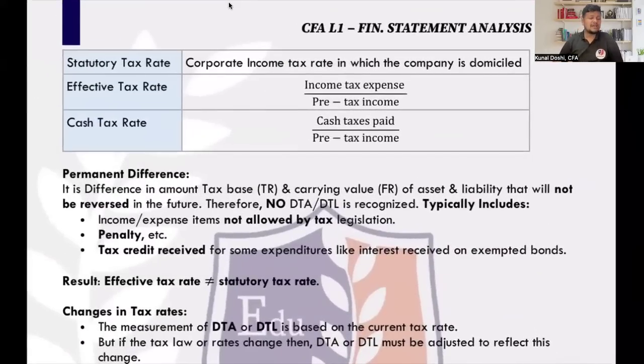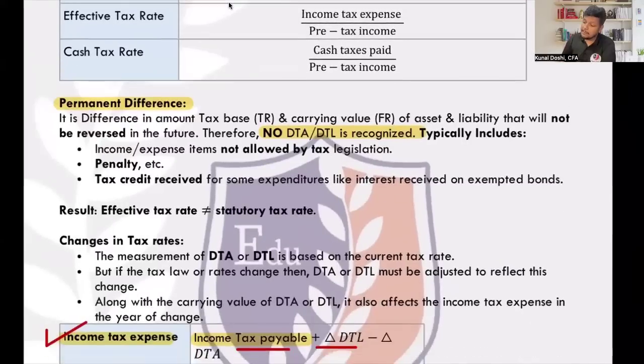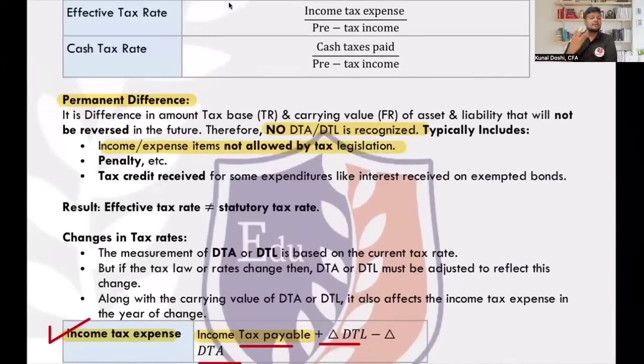DTA and DTL should be temporary in nature. But what if they are permanent? What if the difference is permanent? Then can I recognize it as a DTA or DTL? No. No DTA or DTL can be recognized if the difference is permanent. Now, what will cause a permanent difference? A permanent difference can be due to some policies of the government, where some items are allowed to be recognized for tax or some are not allowed. For example, fines and penalties are not allowed to be claimed as an expense for tax reporting, but financial reporting might allow it.